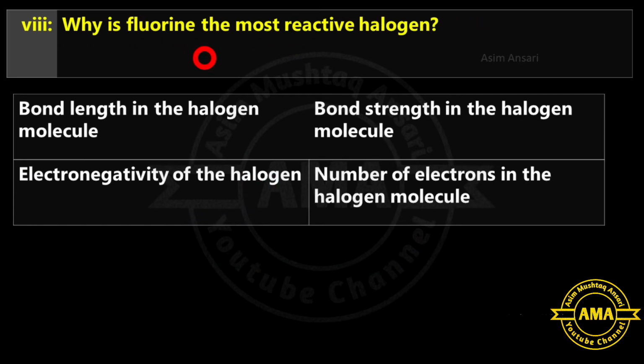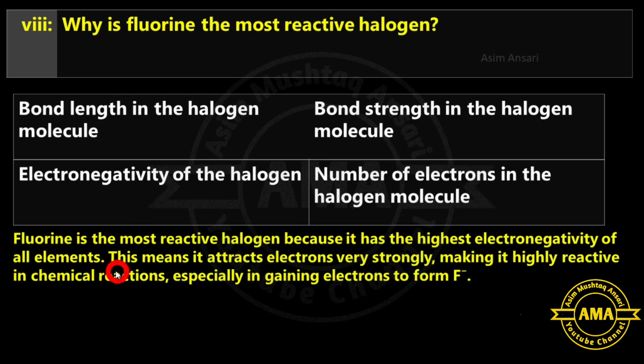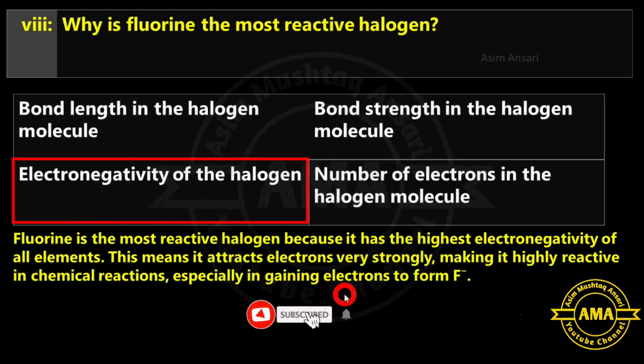Next is: why is fluorine the most reactive halogen? First option is bond length in the halogen molecule. Second is bond strength in the halogen molecule. Third is electronegativity of the halogen. And fourth is number of electrons in the halogen molecule. There, fluorine is the most reactive halogen because it has the highest electronegativity of all elements. This means it attracts electrons very strongly, making it highly reactive in chemical reactions, especially in gaining electrons to form fluoride ion. So C option, electronegativity of the halogen, is the correct answer.